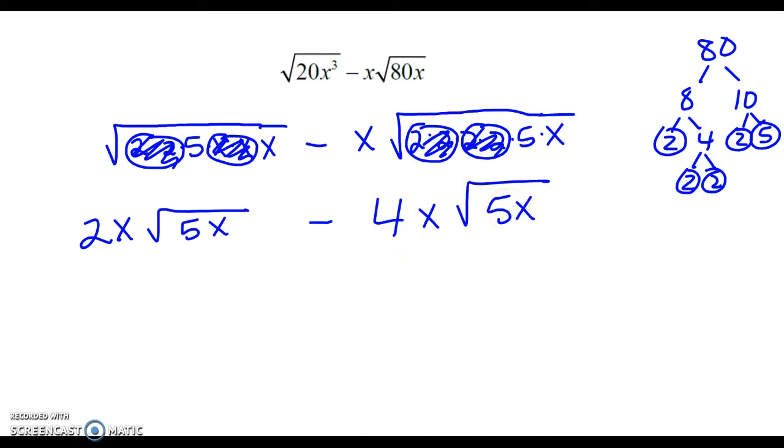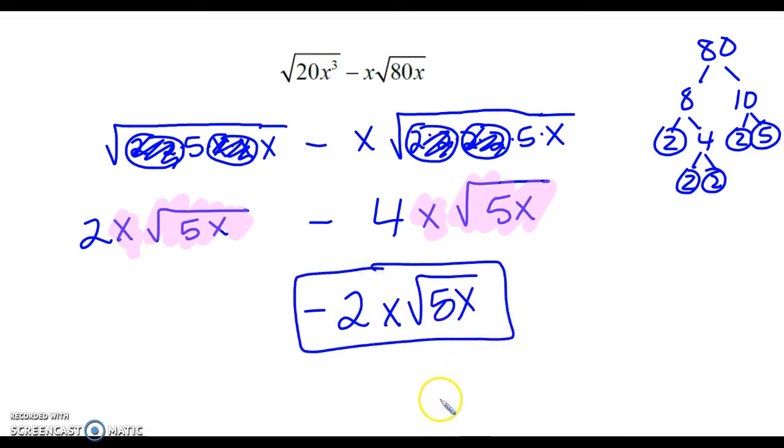And now we have like radicals, and you can subtract. You treat this kind of like when you did your variables. If you have variables that are raised to the same power, and if you take the square root of something, you're raising it to the 1/2 power. We do have like terms here. I have 2 of these things here, the x times the square root of 5x. I have 2 of them here, and I'm subtracting 4 of them here. So my final answer is minus 2x, the square root of 5x.